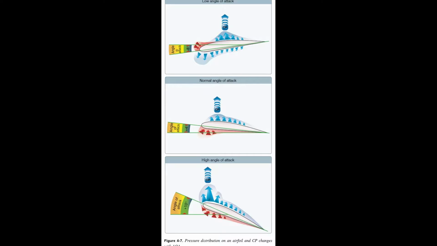And we have a very good illustration here in Figure 4-7 in the Pilot's Handbook of Aeronautical Knowledge, showing just how that happens. And they show going from an angle of attack here, just as an example, of -8 degrees all the way up to an angle of attack of +10 degrees, and how the center of pressure moves as you do that, and how the amount of lift increases.